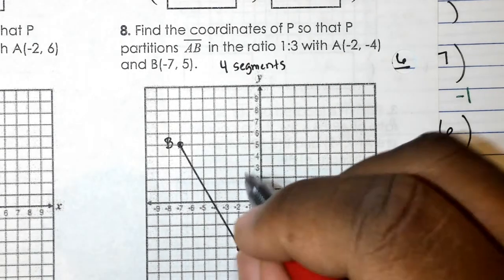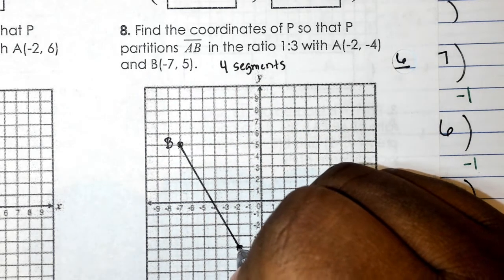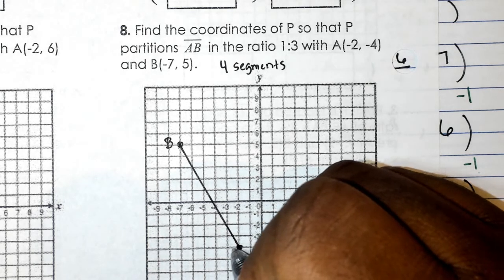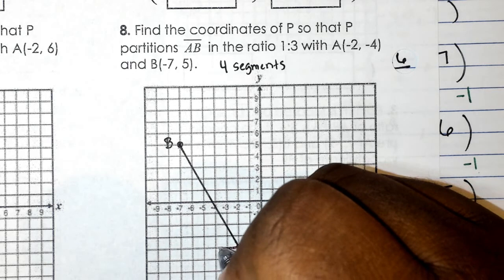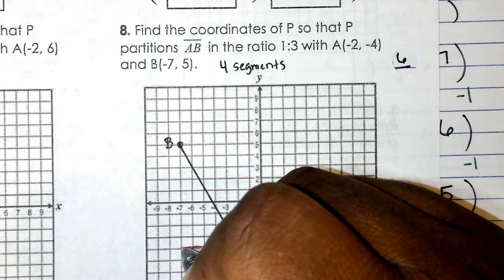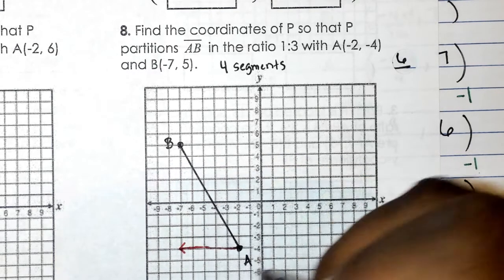Now, triangle on this one, they said A to B. So I'm going from A to B. To get from A to B on this one, I first start at A. And I have to go back to the left to get to B. So to the left is a negative move. Remember that. That's negative.